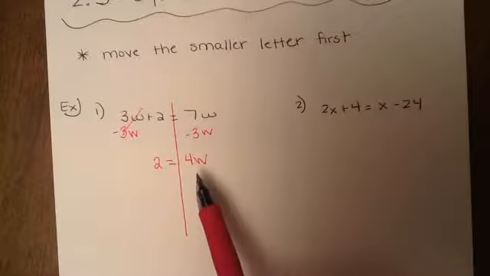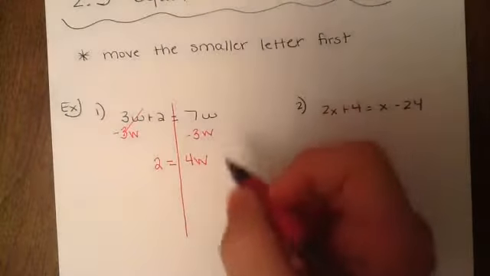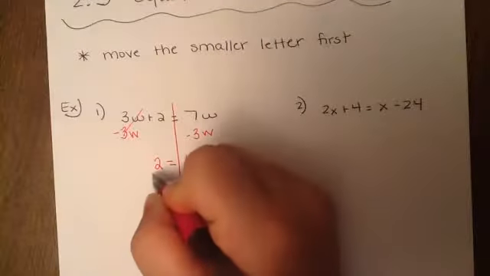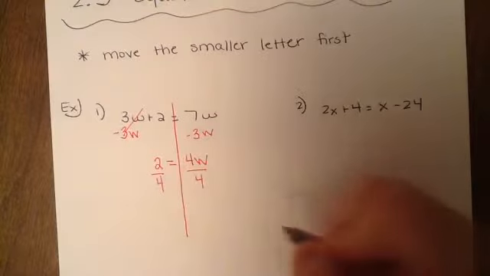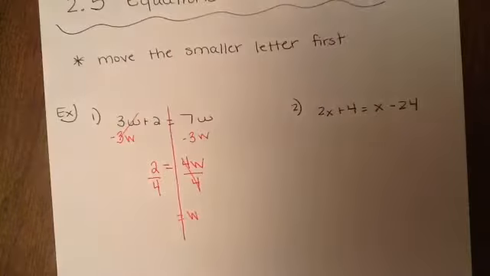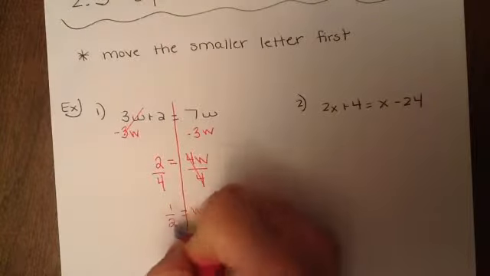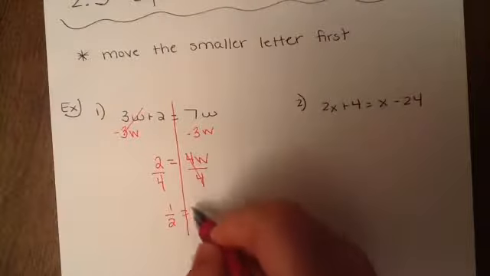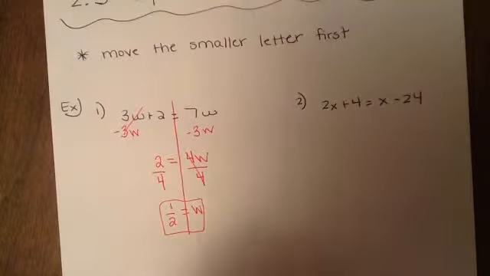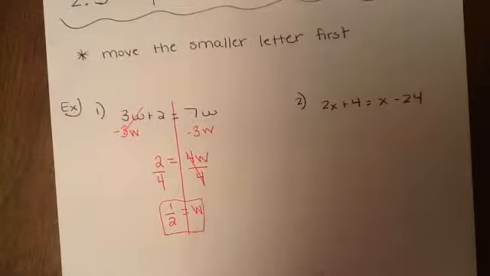Now we can solve this like we have been. This is 4 times W. How do you undo a 4 times? Divide by 4. Divide by 4. W equals, how do you simplify 2 over 4? Divide by 2, divide by 2. W equals 1/2. So today we have to make sure that we move the one variable over so then we can solve.